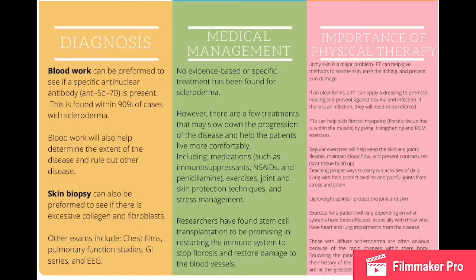Next is the importance of physical therapy. The physical therapist can have many roles for a patient with scleroderma, depending on what their symptoms are and the extent of the disease at the time they're seeing them. The therapist can help with easing the itching symptoms of the tight skin by giving them methods to soothe the skin. And if the skin forms an ulcer, the physical therapist may also be able to apply appropriate dressing to promote healing and prevent trauma and infection.